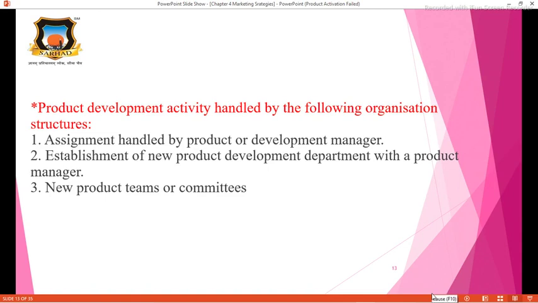And the last is new product teams or committees. Many companies have the policy of giving this responsibility to a committee or a group of people instead of an individual or a separate department.